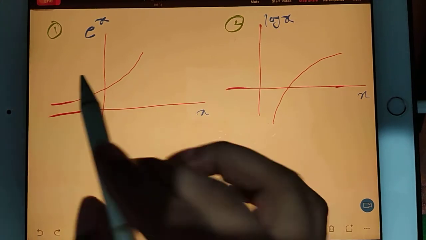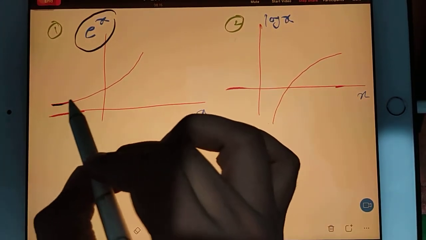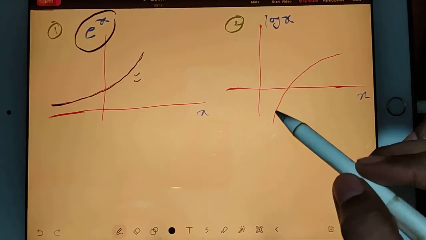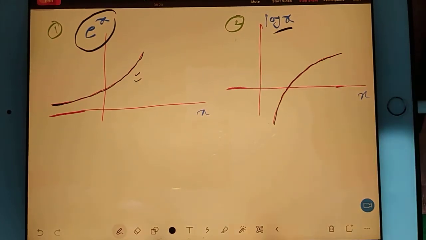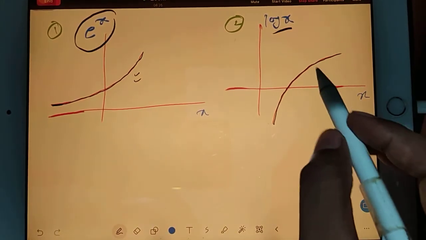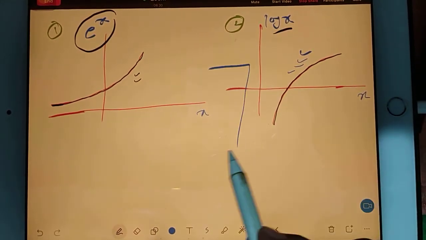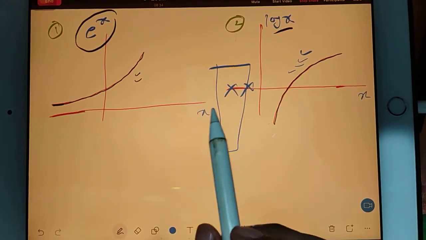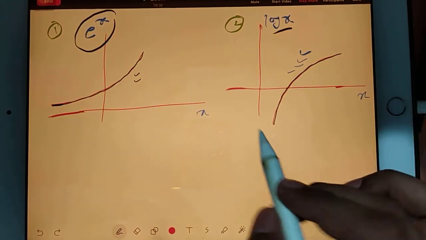So here I am trying to show that the e power x graph goes like this, and this kind of variation we say is exponential variation, and log x is going like this, and we say it is logarithmic variation. You can clearly see in this graph that log is not at all on the negative x side. Because it is not at all on the negative x side, that's why I was saying that log does not exist for negative terms.